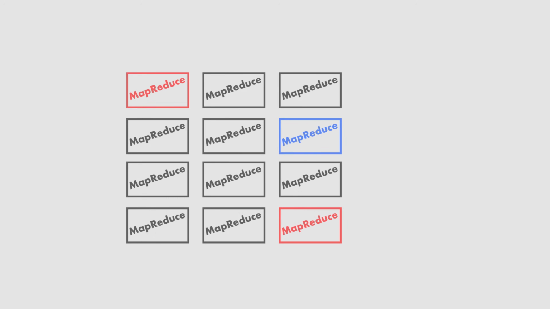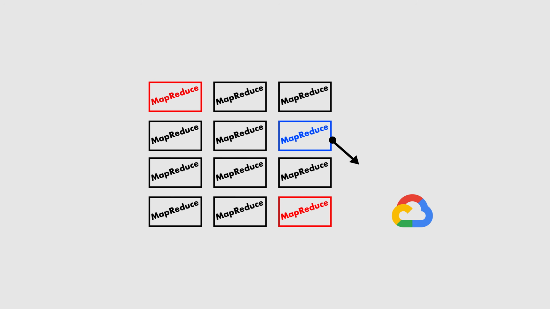But if we do want to have the master fault tolerant as well, that can be achieved by having the master persist the state of all map and reduce tasks so that if it fails, a copy of the master can be spawned and continue from where the last master failed.